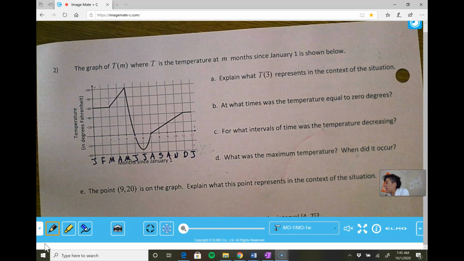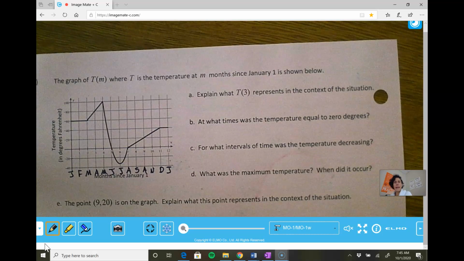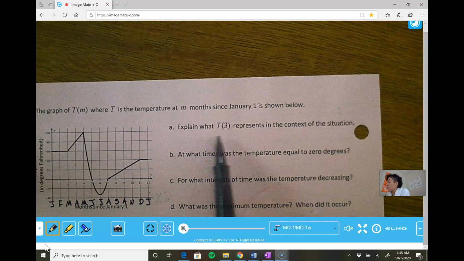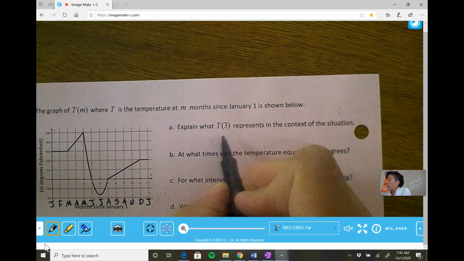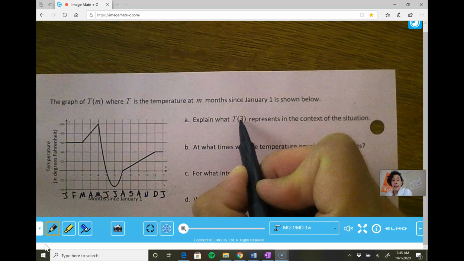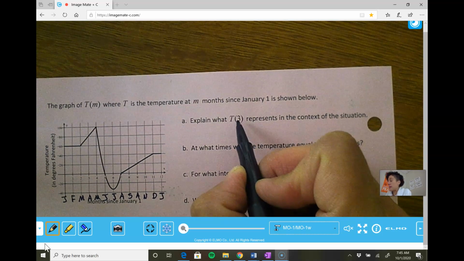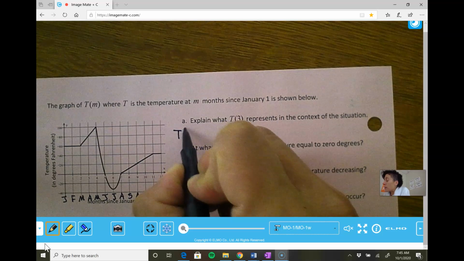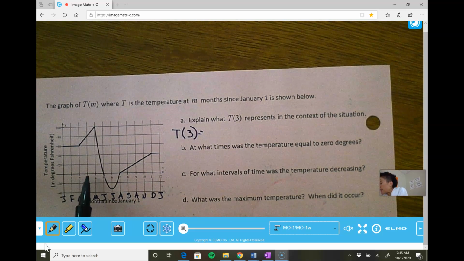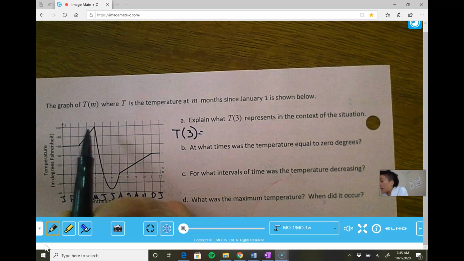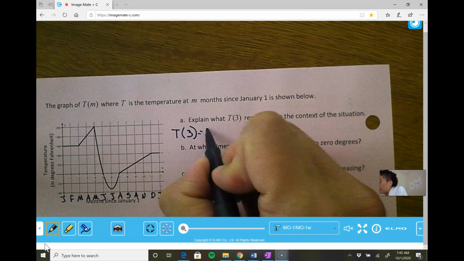All right, so let's go through these. I'm going to again pick the ones that I think might be more challenging. So explain what T of 3 represents in the context of the situation. So first, again, this is me saying that X is 3, or the months is 3. I first want to just see what that means. So I'm going to go to where it's 3, and then I'll have to move up, and I'm going to see, and it's a little blurry on the video, but it's 80.